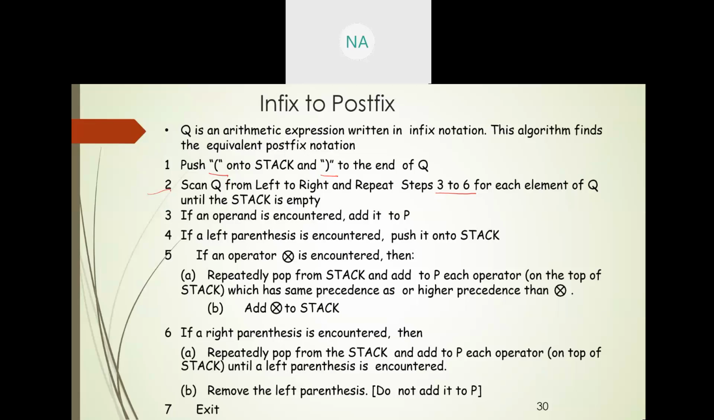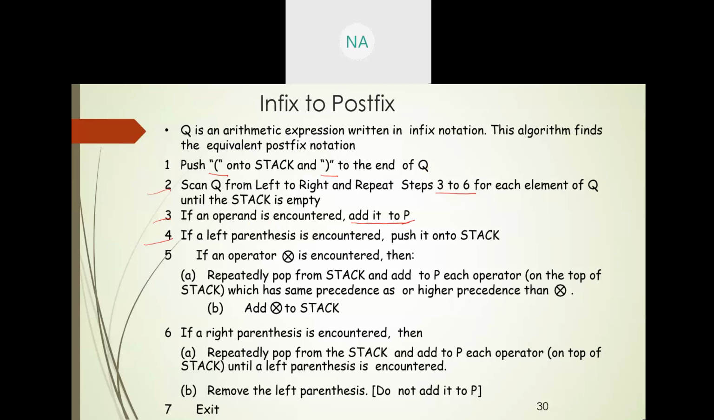until the stack is empty. Okay, 3 to 6 are to be repeated. Step 3: if an operand is encountered, add it to the expression P. Here P is the postfix expression, which is the desired output. So P is the postfix expression, Q is the infix notation. So if an operand is encountered, that operand is added to the postfix expression P.